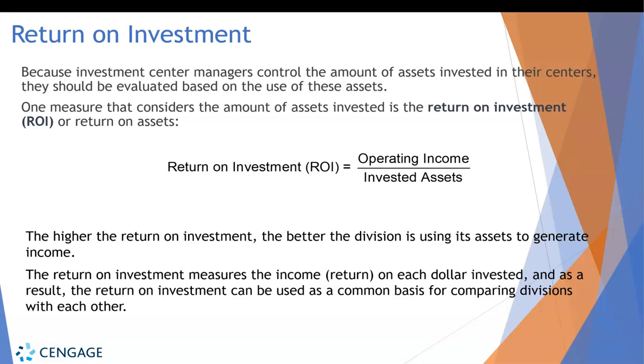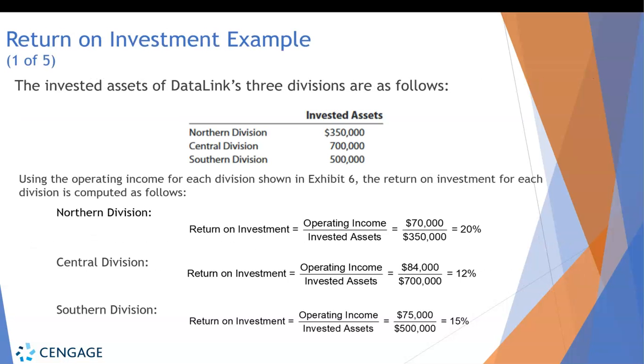So we look at return on investment, which considers the amount of assets that are invested. And we look at that as operating income divided by invested assets. The higher the return on investment, the better the division is using its assets to make money. The return on investment measures the income on each dollar invested, and as a result, the return on investment can be used as a basis in comparing divisions with one another.